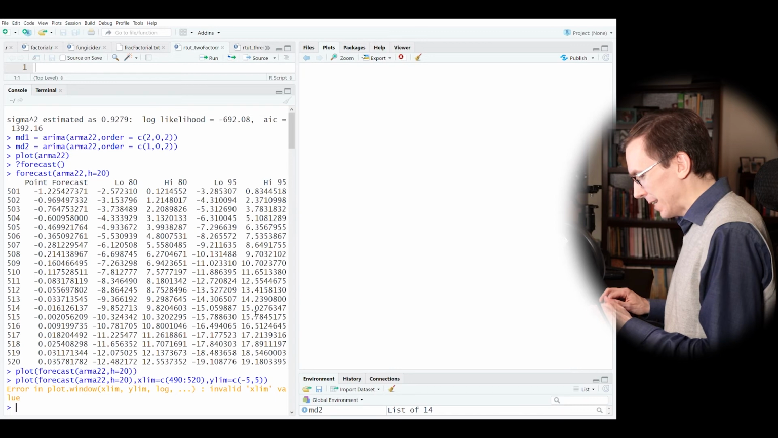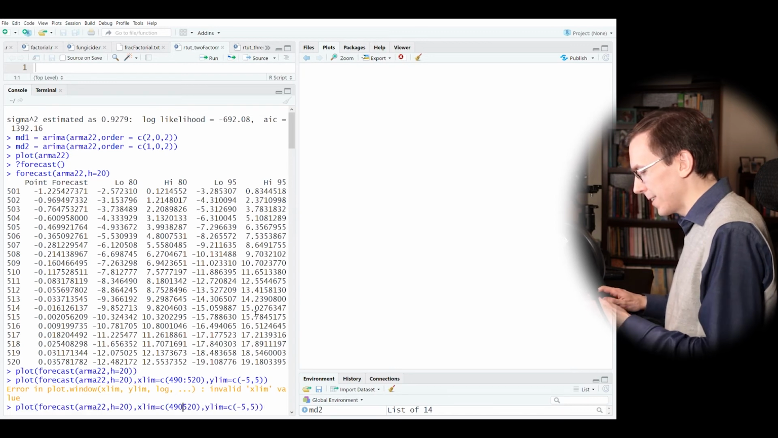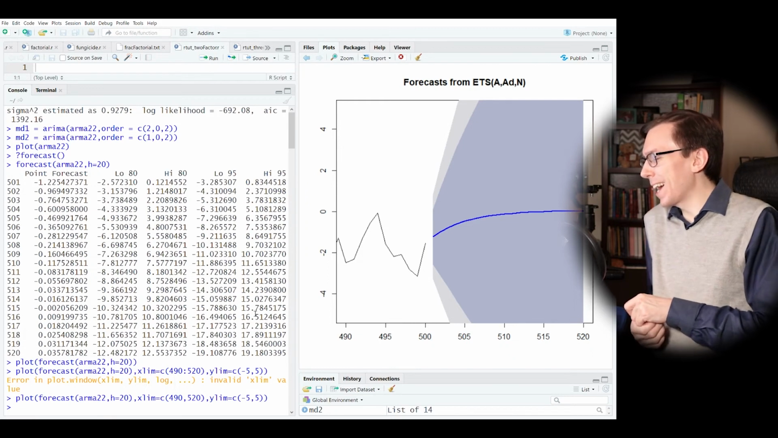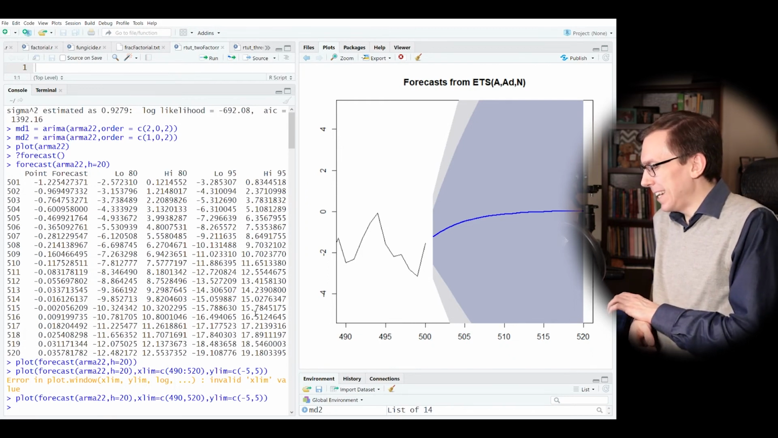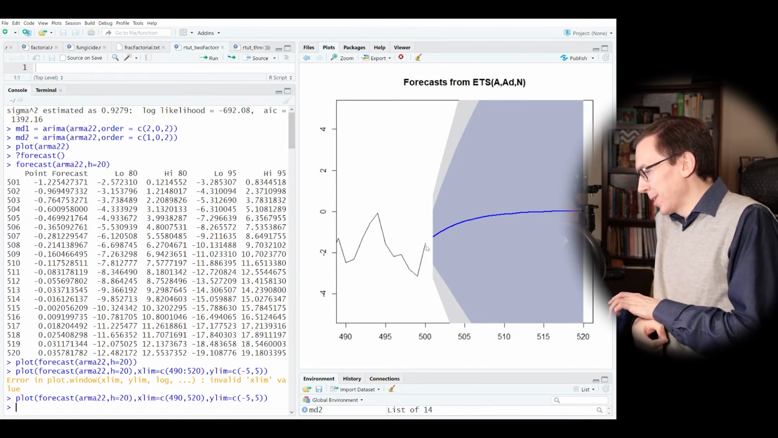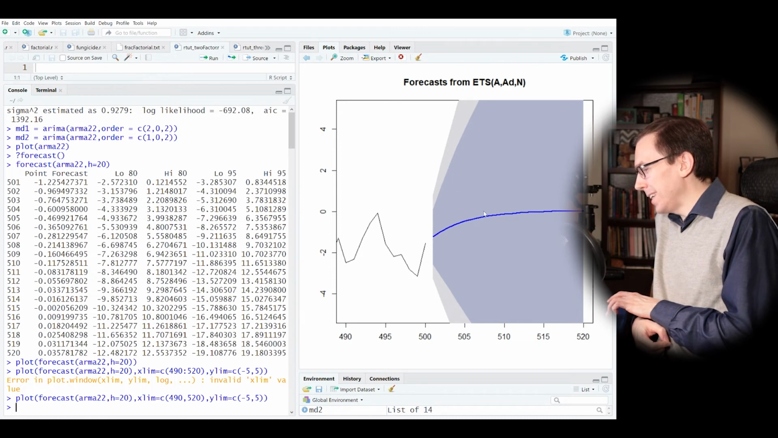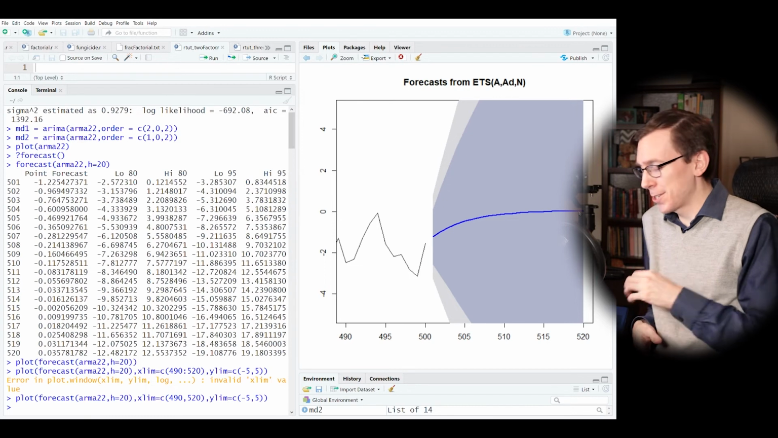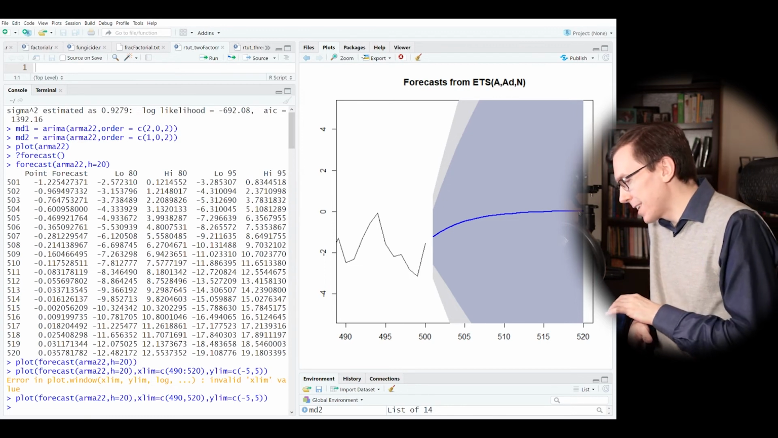And it got mad at me because I was supposed to put a comma here and not a colon. So there we go. There's our beautiful forecast, right? We have our data, it's jumping around, and then it stops here. And it says, okay, how are we going to forecast? Well, we're going to start tending towards the mean ever so slowly. The big cone is giving a sense of the variance, or the mean squared prediction error, I should say.